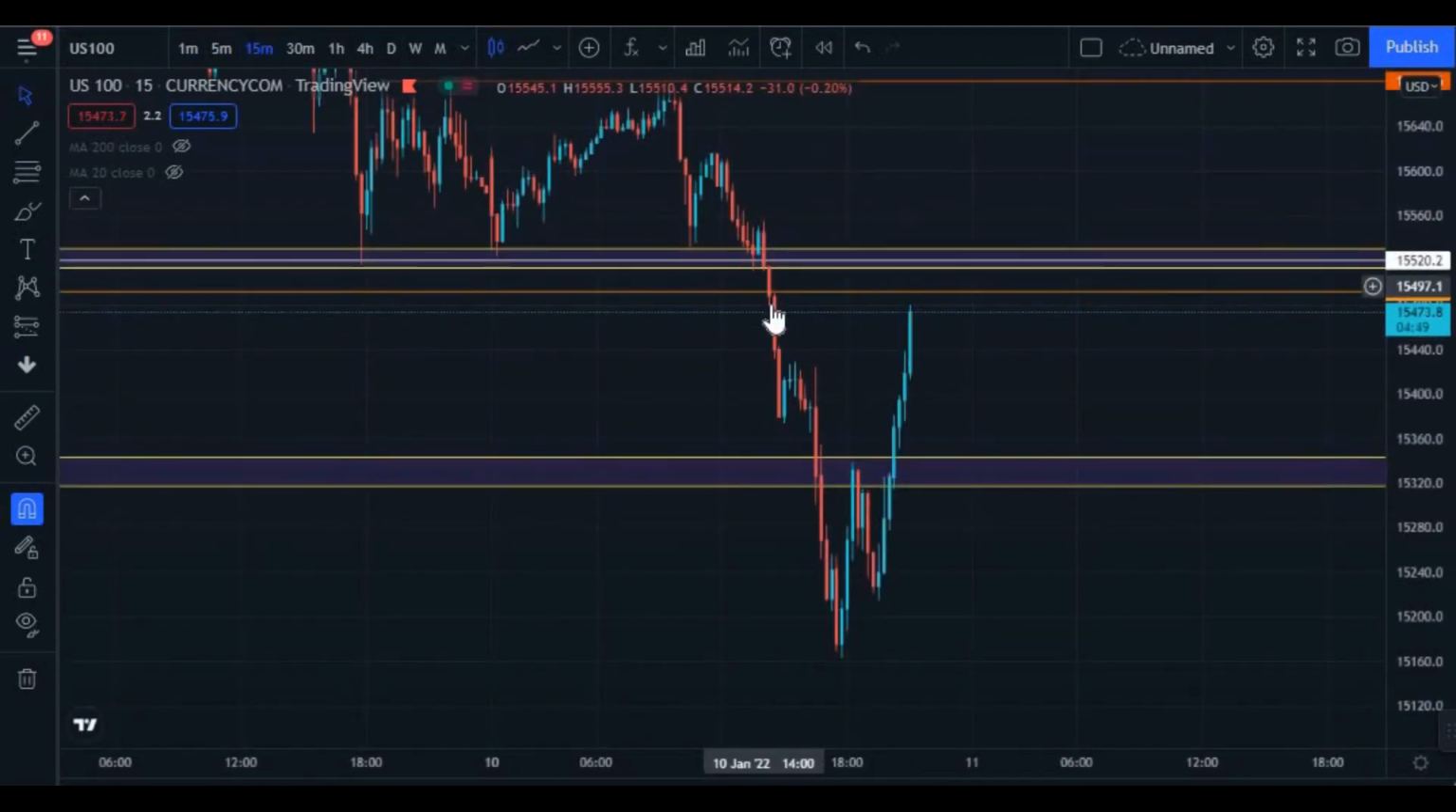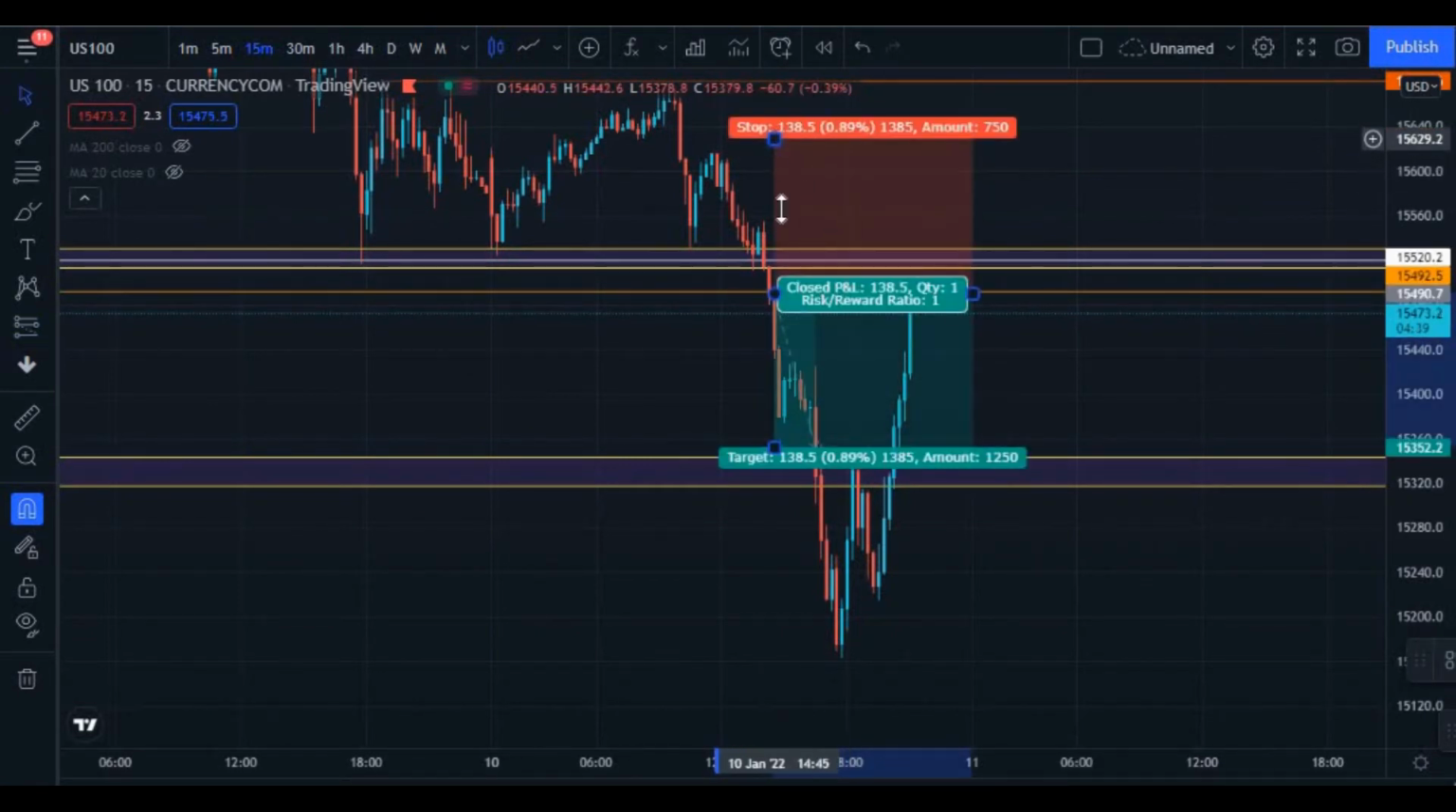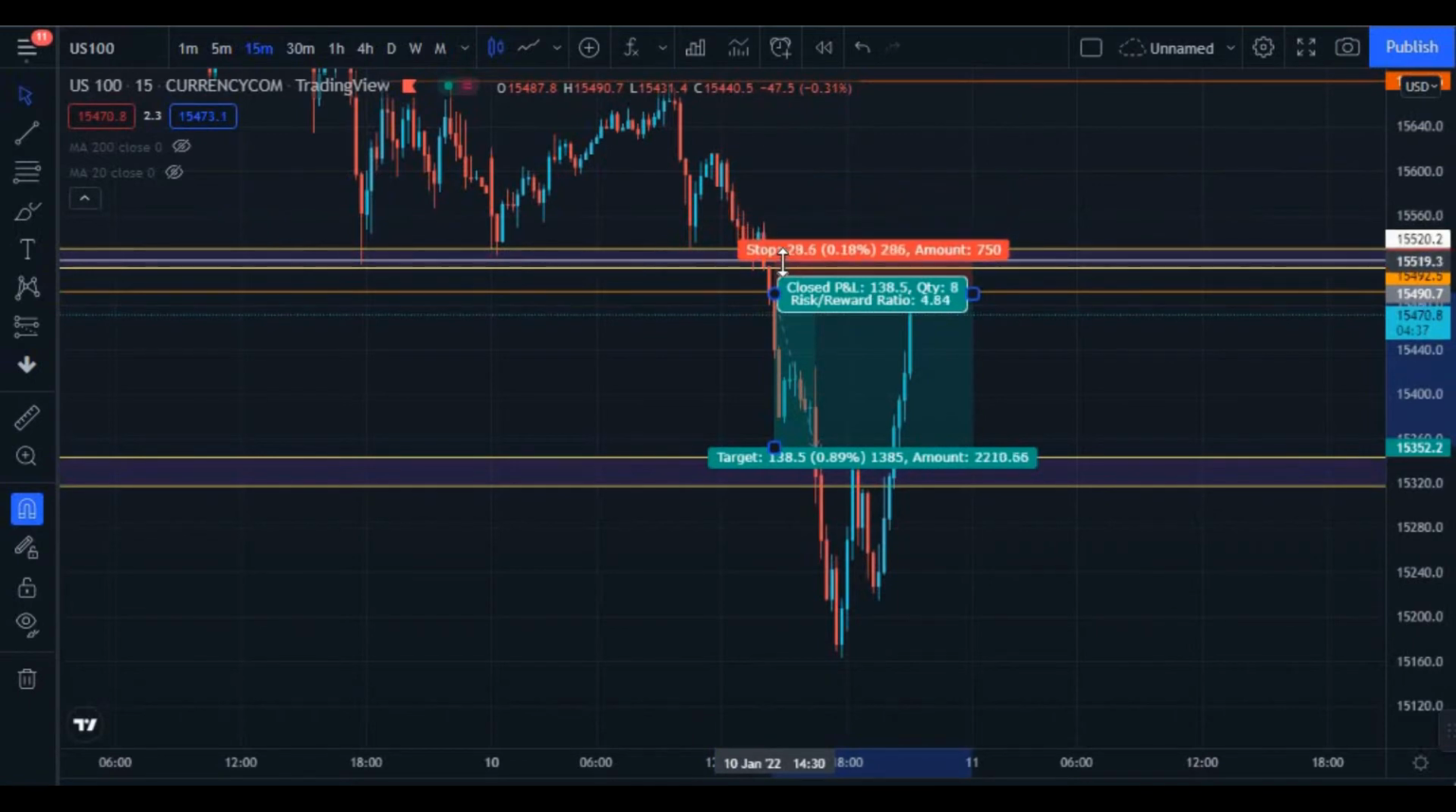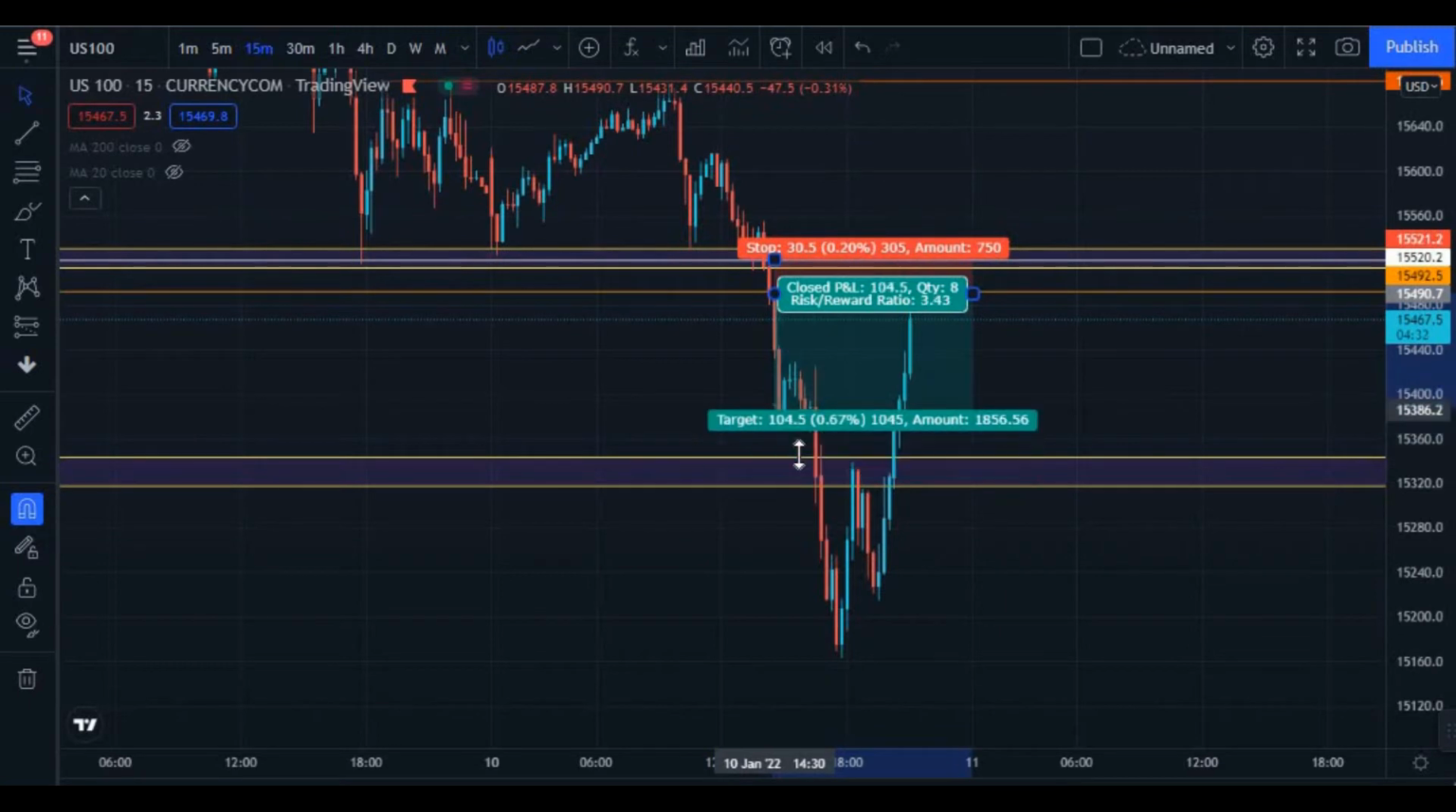So we were waiting for the break. Once it broke this zone, that's when we're going to enter. We're going to do an impulsive entry, and this is how the trade played out today, right? So there we go. We put our stop loss just above there, and we ride it all the way to the bottom here.